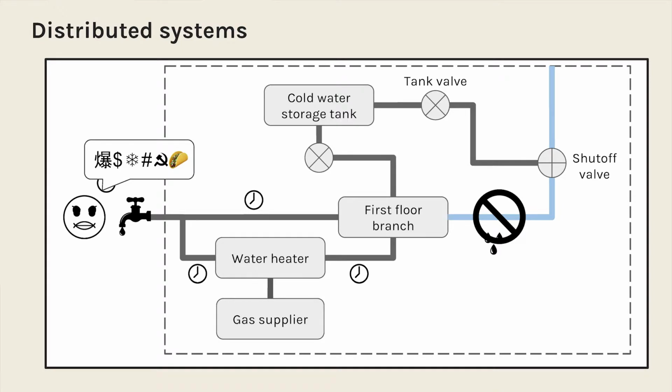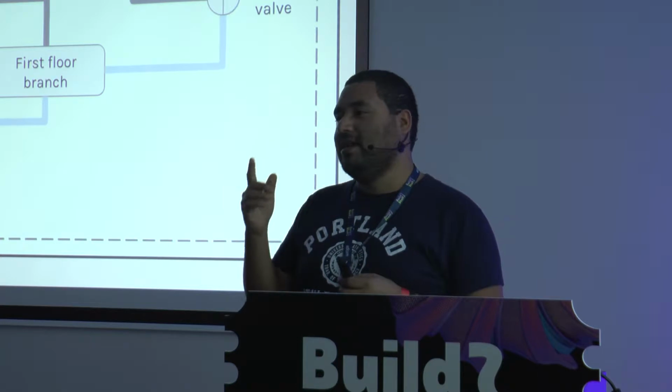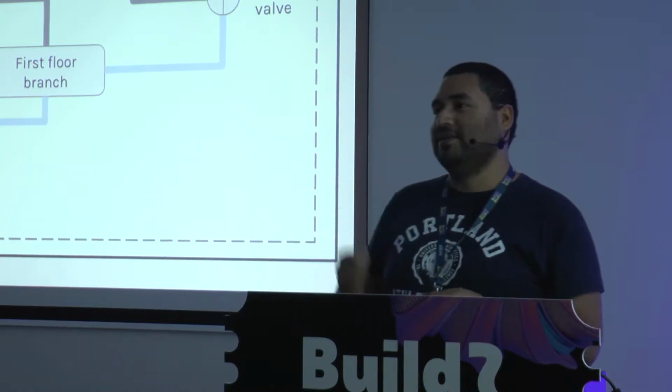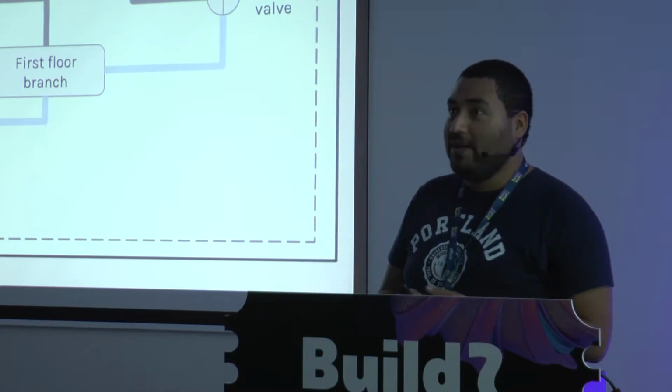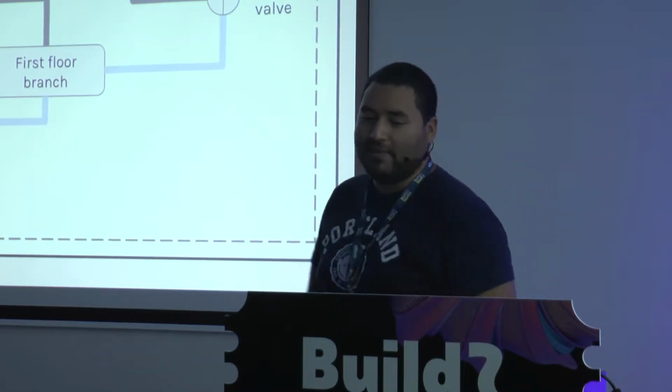As you can see, this is a set of independent components that, from the user's perspective, is one single coherent thing, right? This distributed system has one specific use case, which is the tap. A person opens the tap, water flows out, the person closes the tap. Pretty simple, right? But this has its own problems, right?